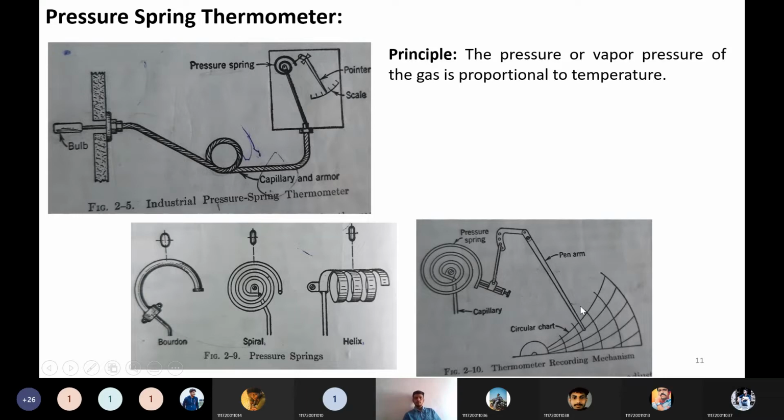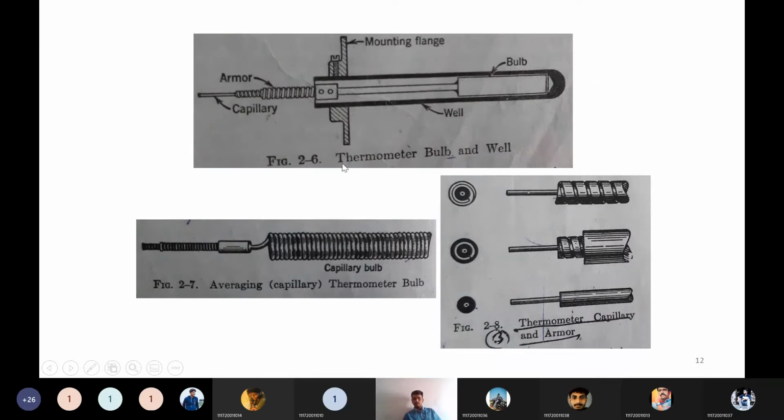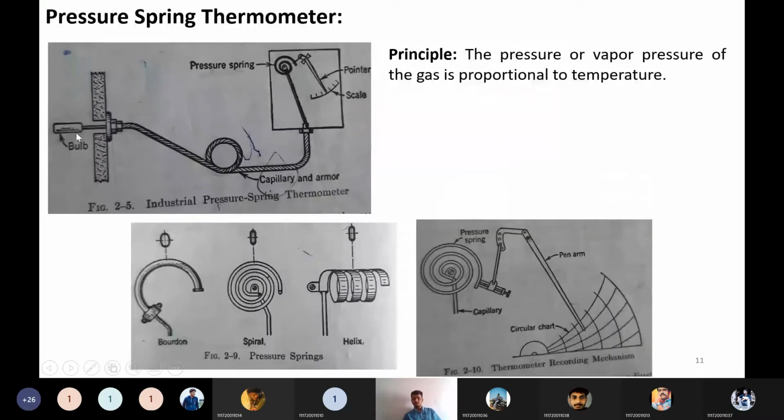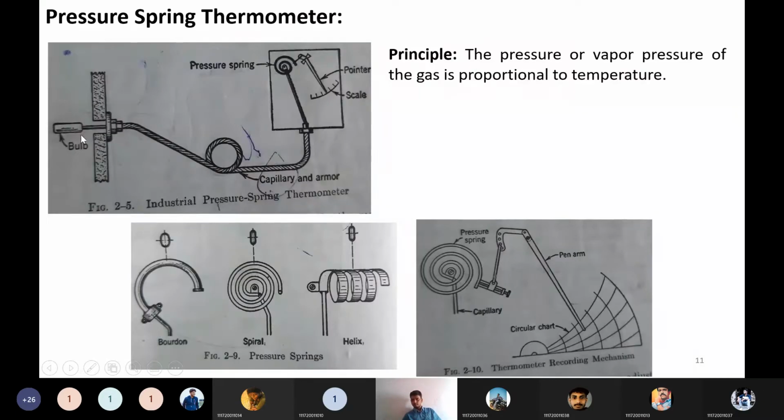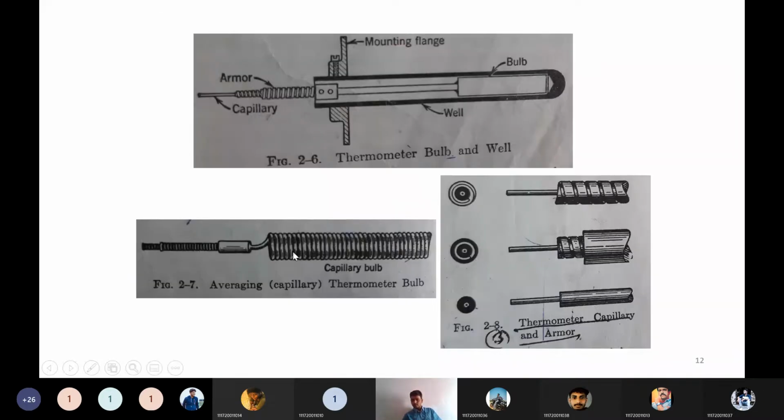So due to this, we can read the reading on the calibrated chart. This thermometer bulb will usually be fitted in some thermal wells, so as to prevent damage to that particular bulb. This is called a thermal well. Okay, this bulb can also be constructed not only as the simple type of bulb. We can also construct it in a capillary bulb format, this wound type of bulb format also. And usually the capillary and armor can also take the following shapes.